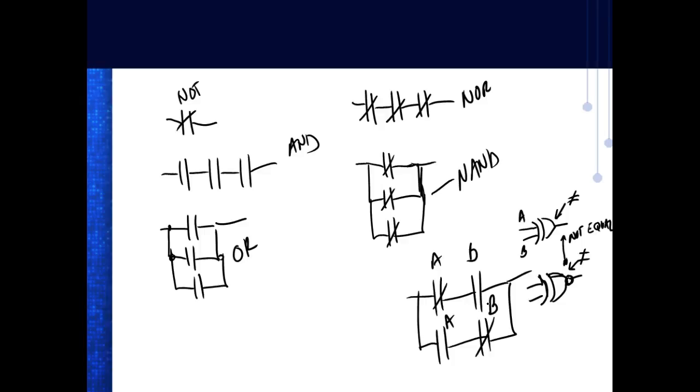So right here, if I close A, if A is energized and B is not energized, this right here will close. This right here would open. So I would have a path through here. All right, you understand? Right, you understand what I'm saying?